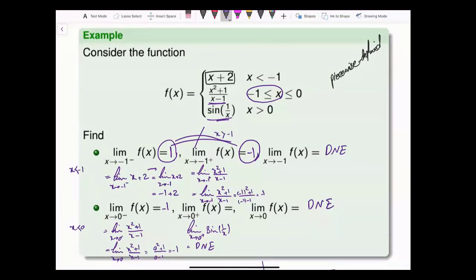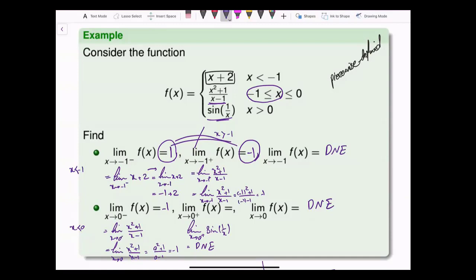The important piece is that if you have a piecewise defined function, and you want to approach numbers on the domain, on the separating points of the domain, you should do the right limit, the left limit, and then see if they're equal or not.